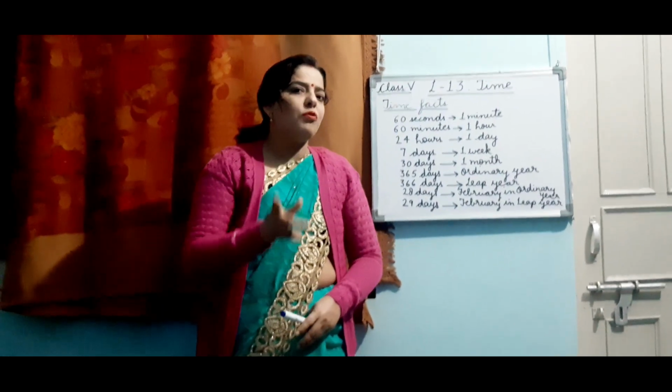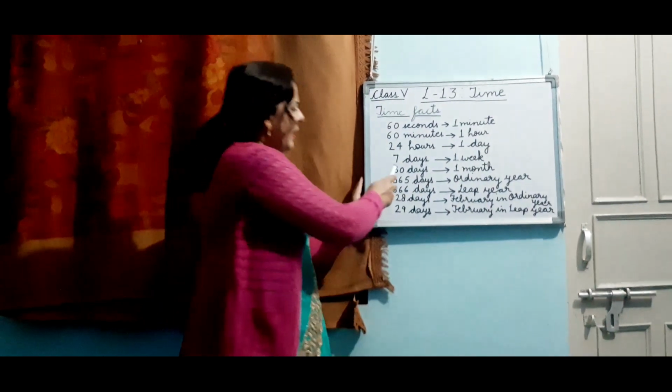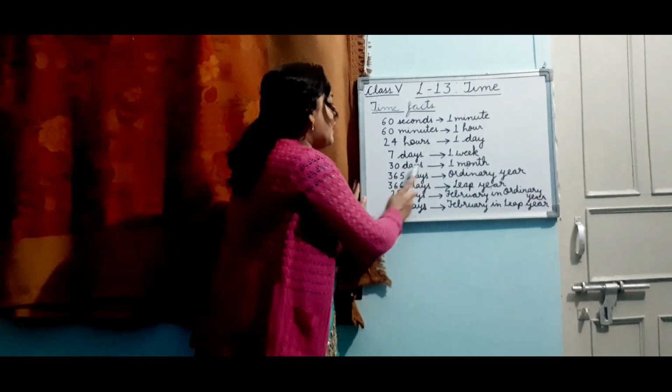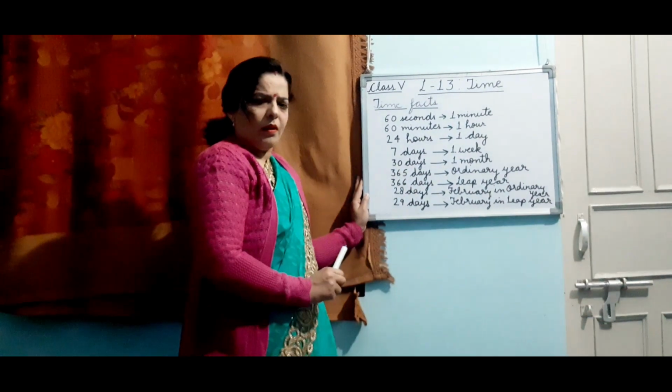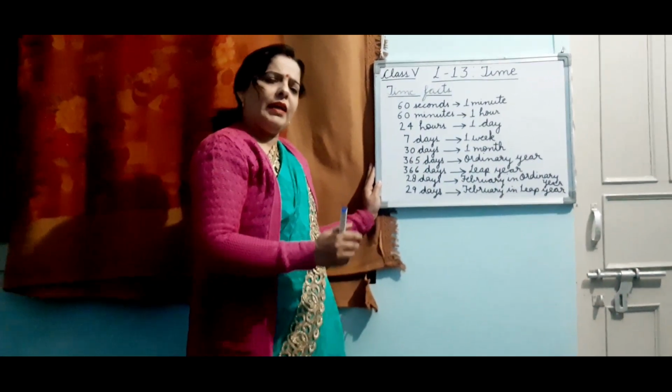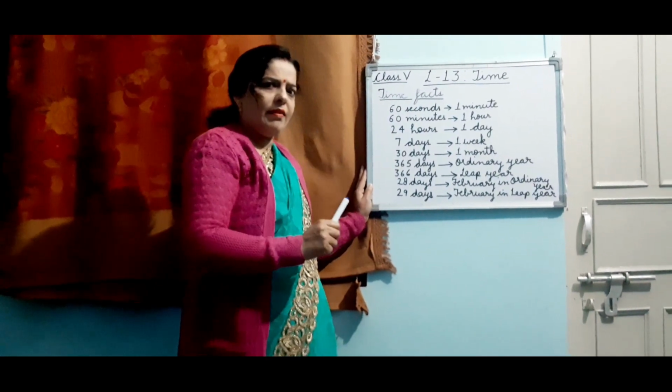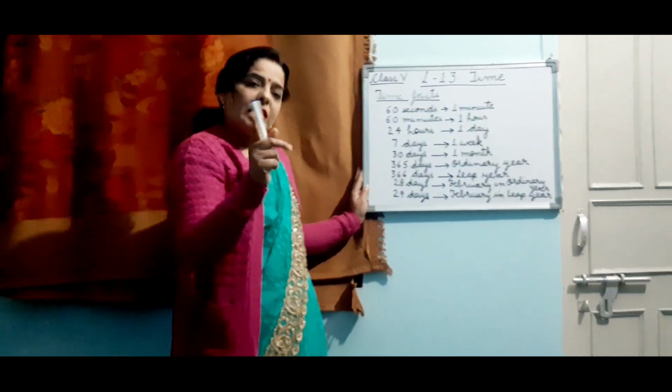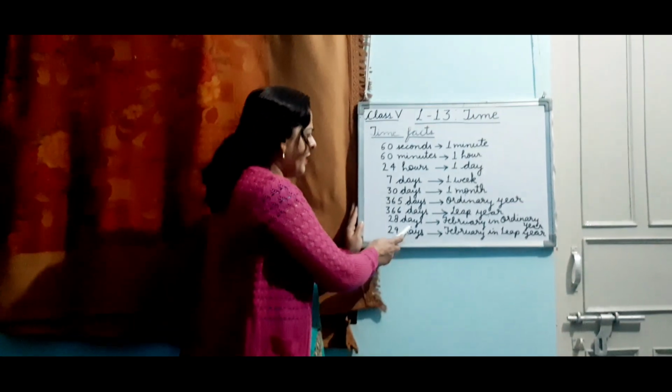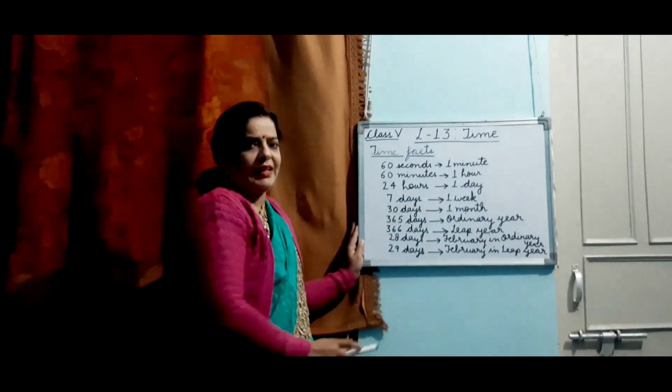Now here I want to make one thing clear. What is it? Here I have written that 30 days are there in 1 month. But we all know that there are 7 months with 31 days and 4 months with 30 days, and the month of February with either 28 days or 29 days.